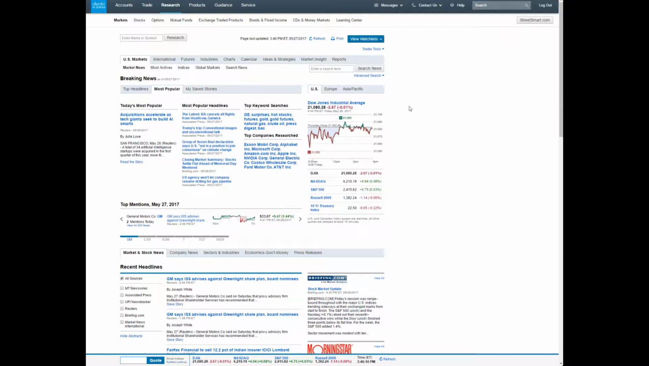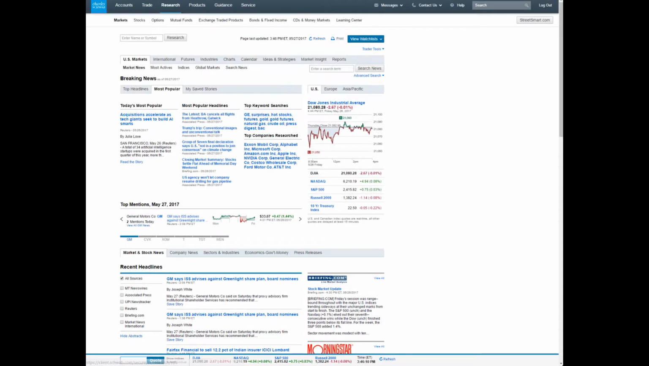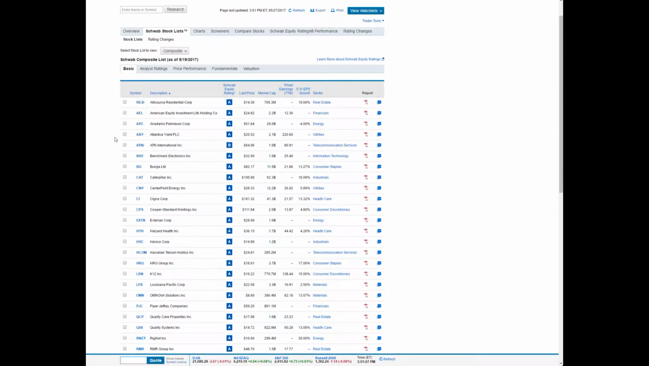The first thing I do is, first you have to have an account actually to get to all their research stuff. So then you log in and you go to the research tab, and I basically only concern myself with two of these tabs here, the screeners and the Schwab stock list. So I already opened these. This is a Schwab stock list.